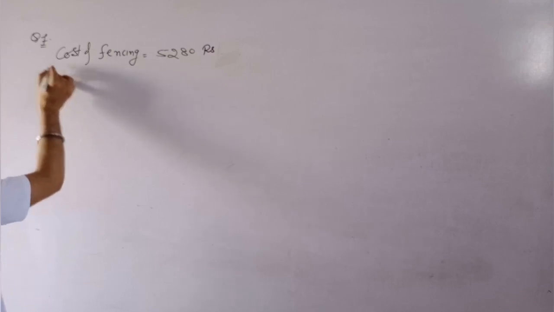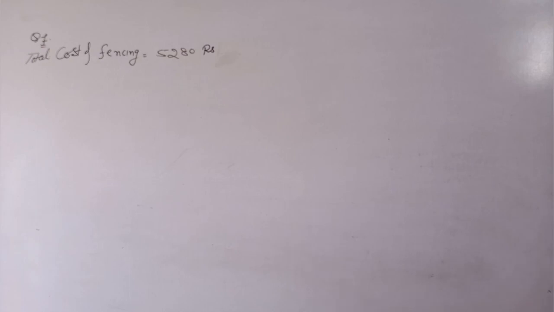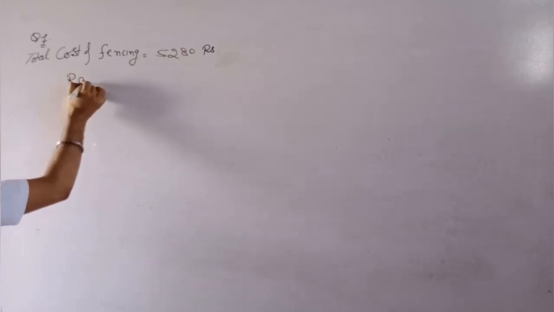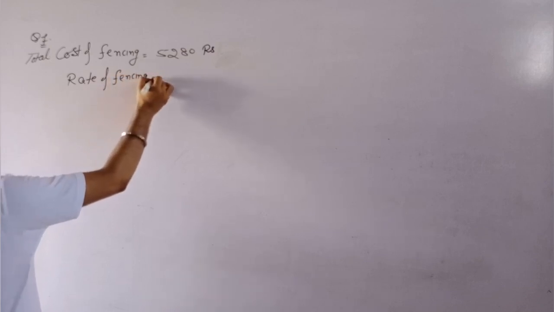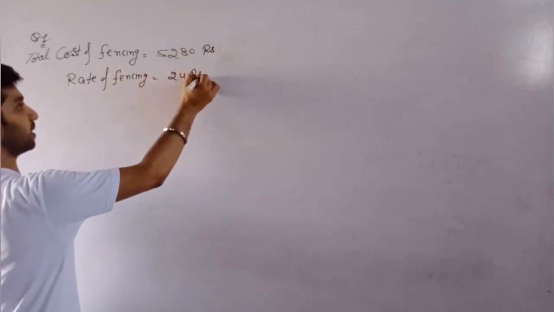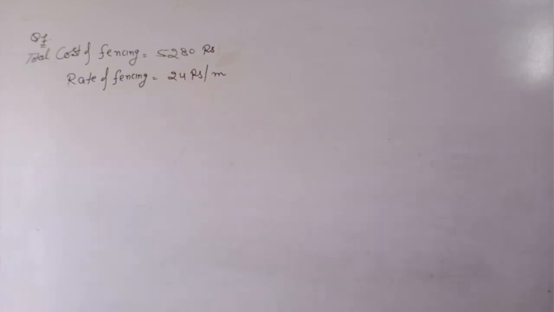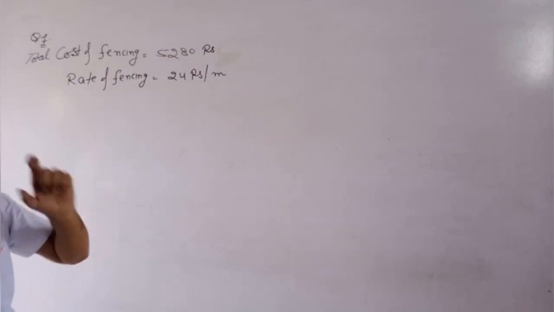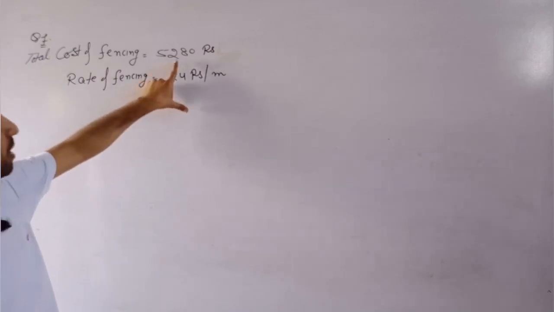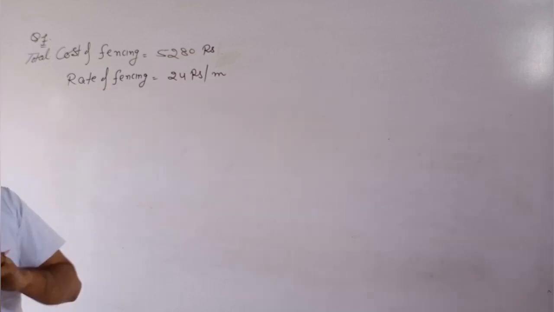Or it is given that total cost of fencing, or it is given that rate of fencing is 24 rupees per meter. First of all, it is given that cost of fencing of a circular field is 5,280 rupees at a rate of 24 rupees per meter.